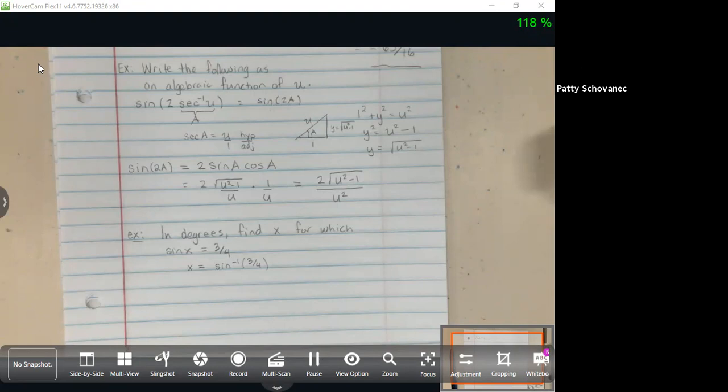Calculator, I'm going to put it in degrees. And I'm going to take the inverse sine of 3/4. And it says it's about 48.6 degrees.